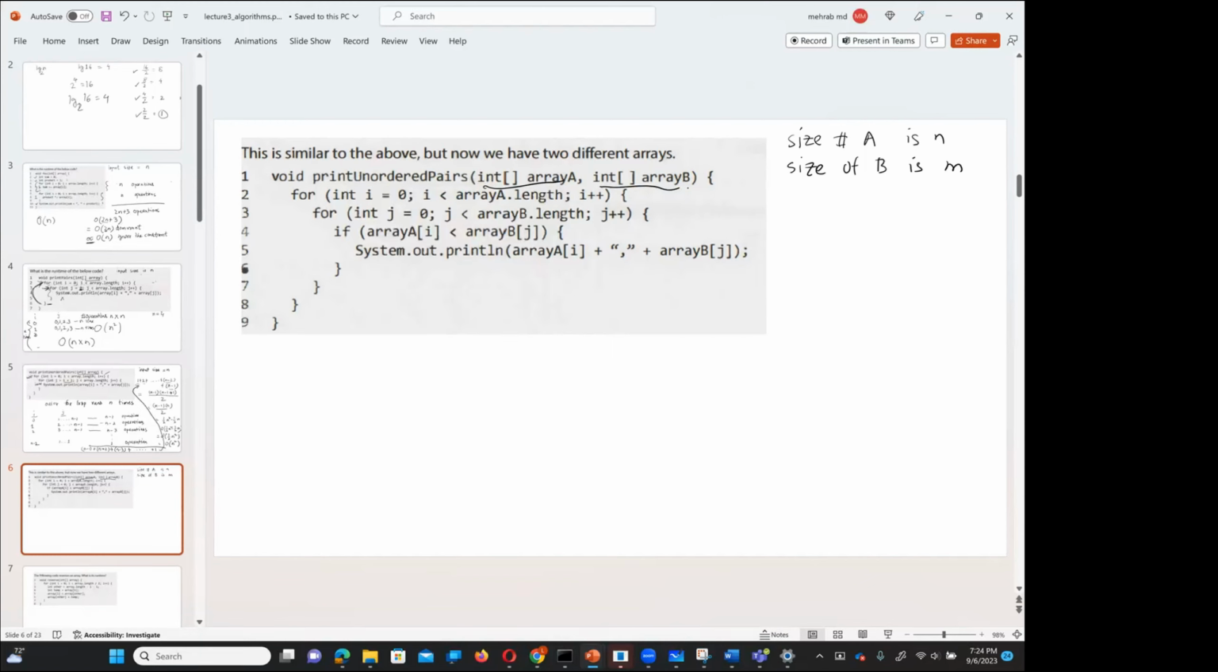So you see we have a nested for loop here as well. This is the outer for loop, and this is the inner for loop, right? How many times does the outer for loop run? N times. And for each of those n times, how many times does the inner for loop run? M times, right?